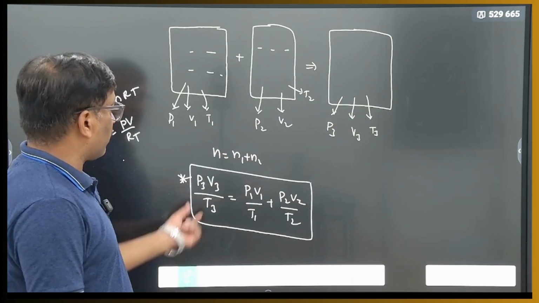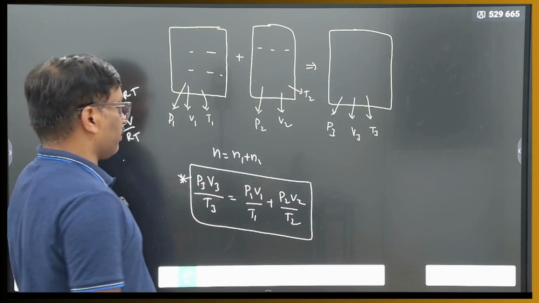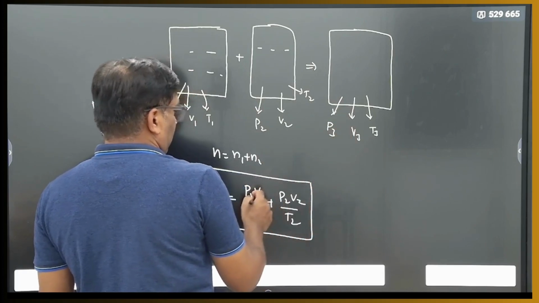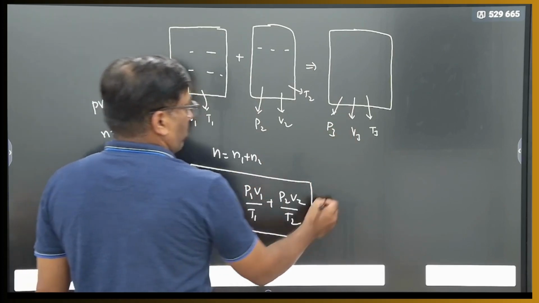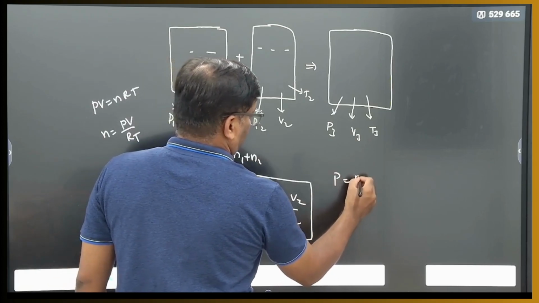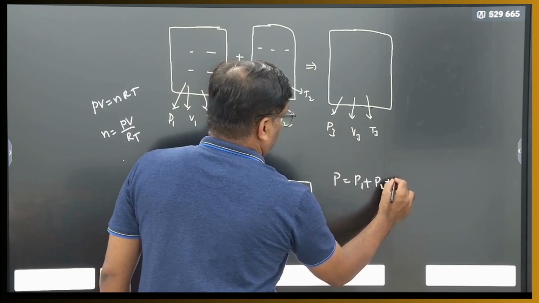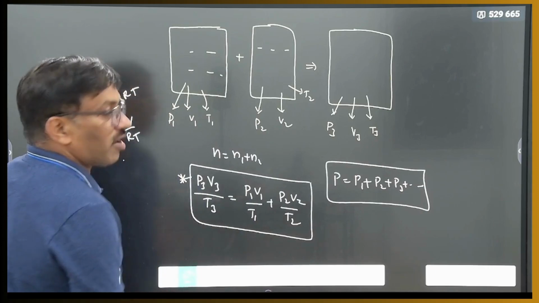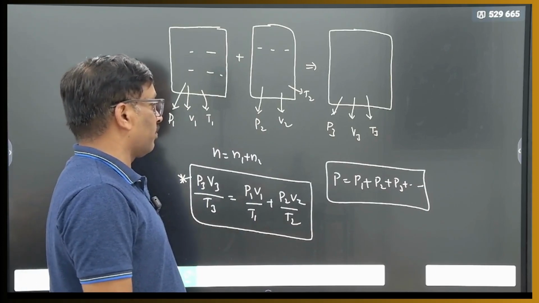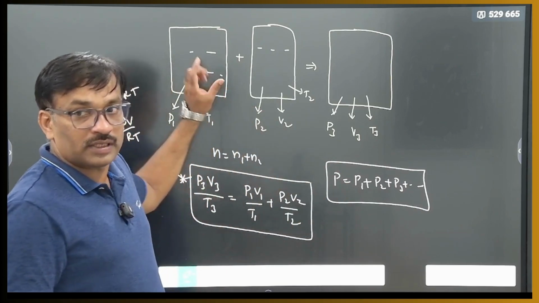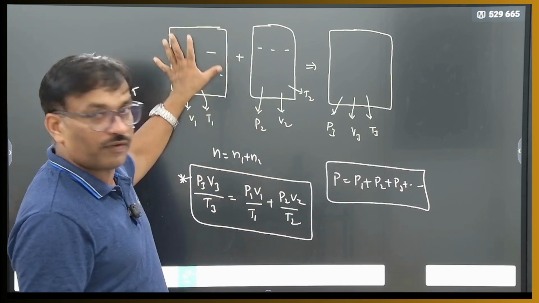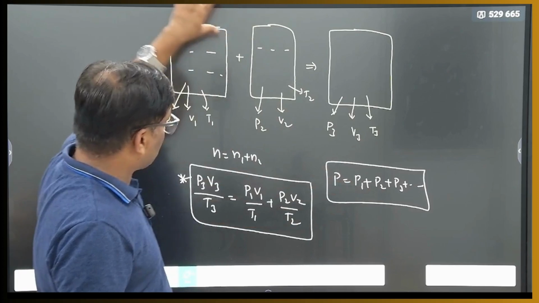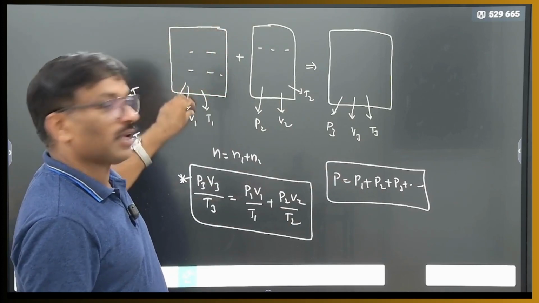We can see some condition here. This is the final pressure. If the volume and temperature are both the same, then P equals P1 plus P2 plus P3 and so on. This is nothing but Dalton's law. So what does it mean? This is one gas at one fixed volume at a particular temperature. This second gas is also kept at the same volume at the same temperature.